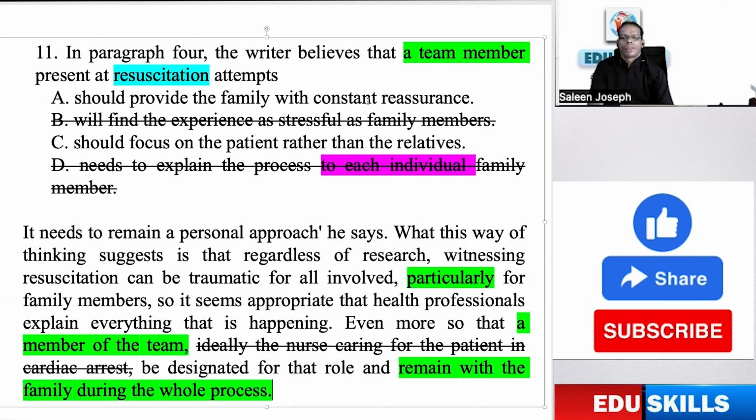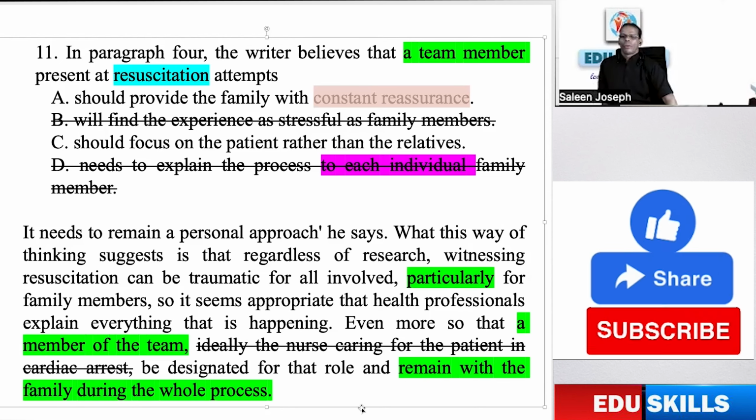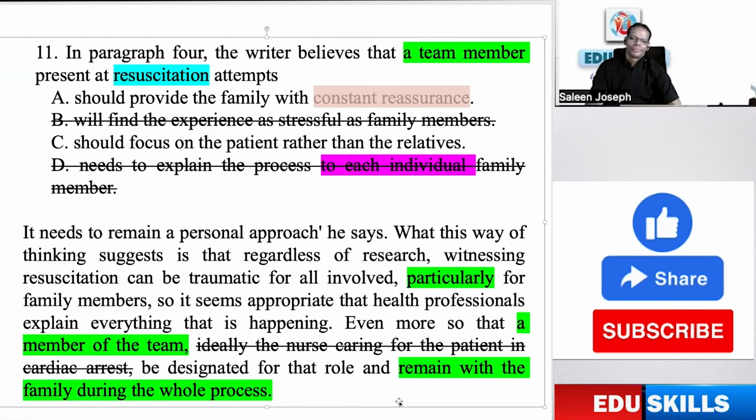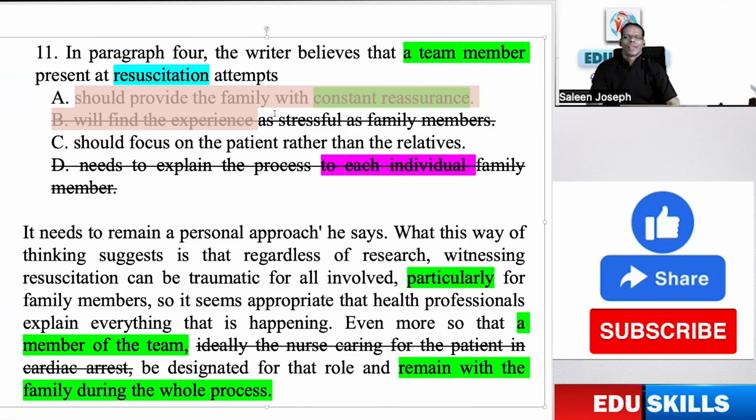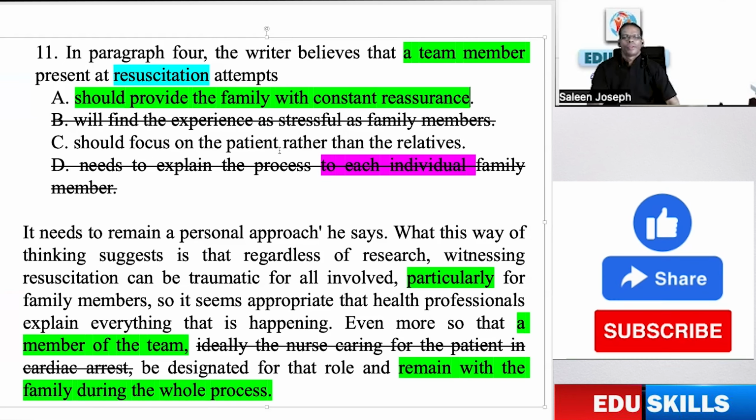Should provide the family with constant reassurance. Remain with the family during the whole process. Constant reassurance. Is it okay? Yes, Father. So can you go for this?